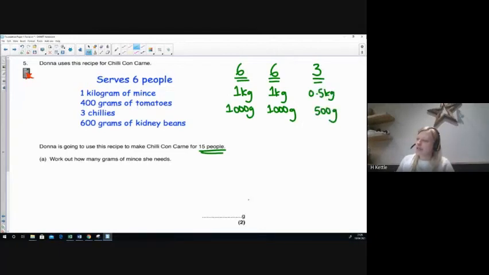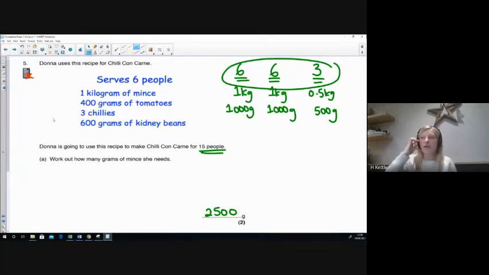And we've been asked here to give our answer in grams. So we're going to add those 3 things together to find out how much mince we need for 15 people. And that would be 2,500 grams for 15 people. And that's it. Sometimes it's helpful, the other thing you could do is work out for 1 person, or for 3 people, and then times it by 5. So sometimes that's a good way of doing it as well.